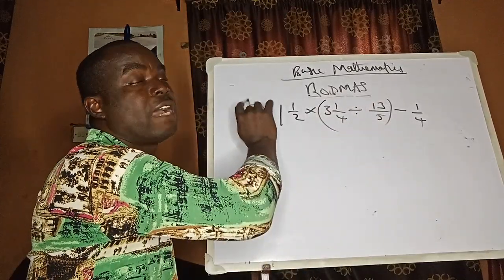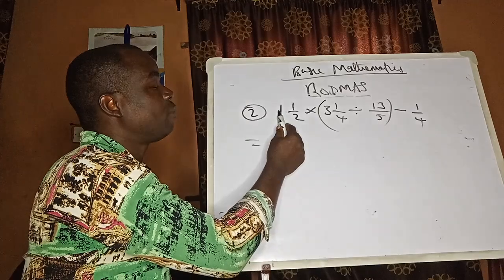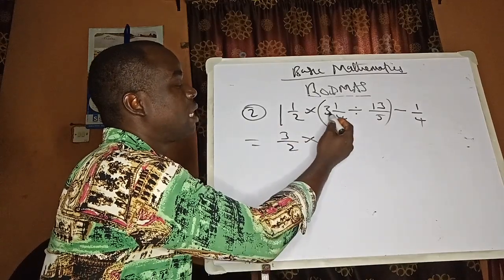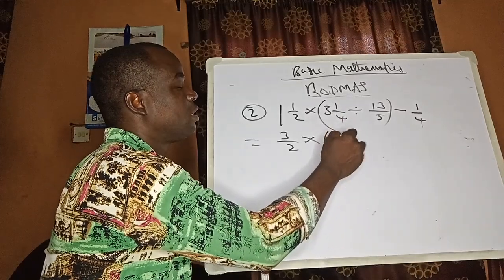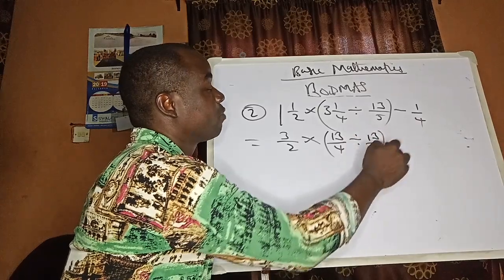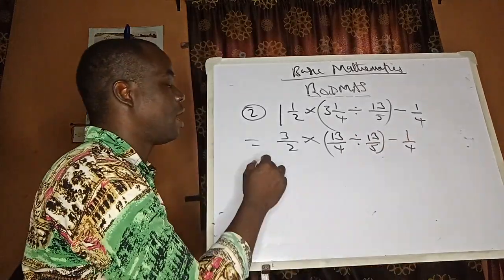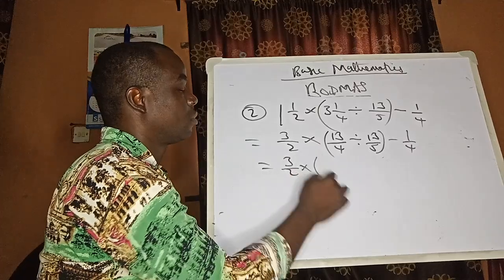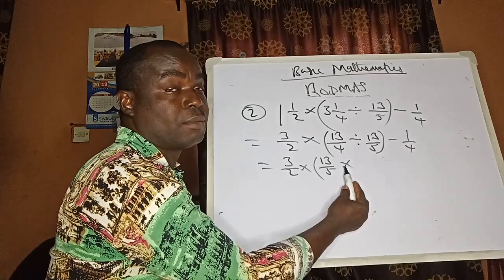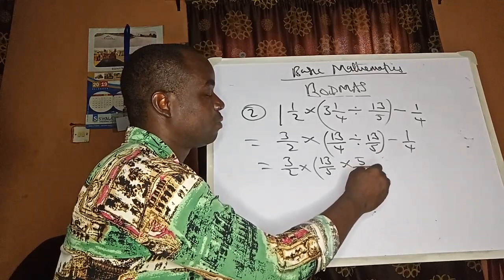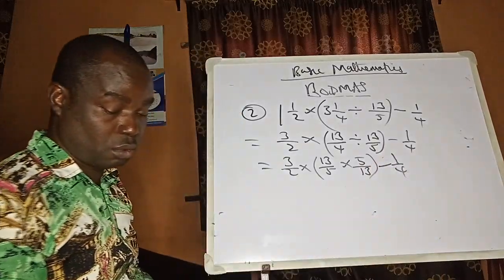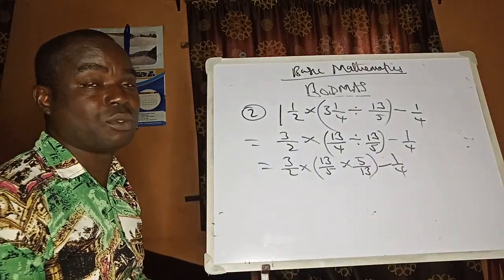Let's work this one first. We now have, let's change everything to improper fractions now. 2 times 1 is 2 plus 1, 3 over 2. 4 times 3 is 12 plus 1, 13 over 4. This one is 13 over 5. This one is 1 over 4. So we have 13 over 5 times, I told you that division changes to times. We now have 5 over 13 minus 1 over 4.